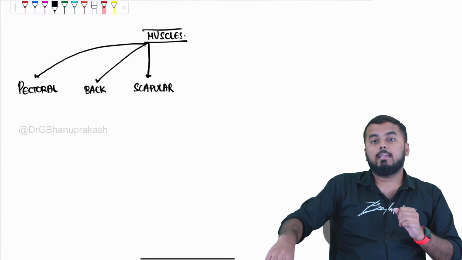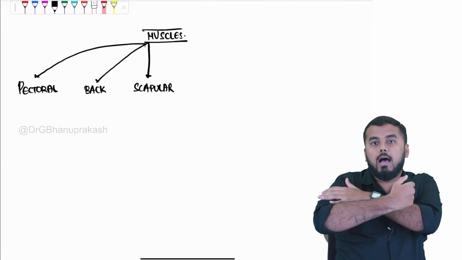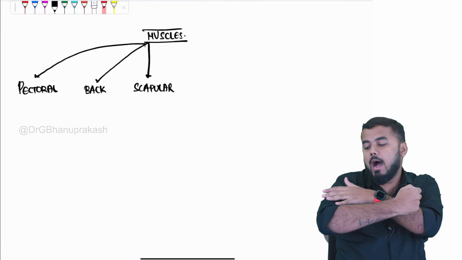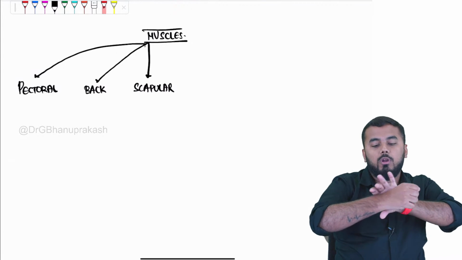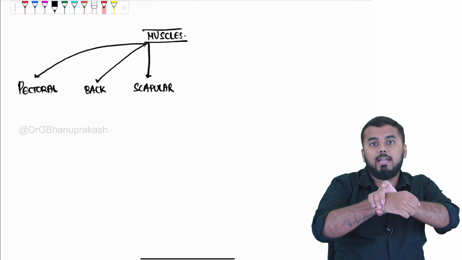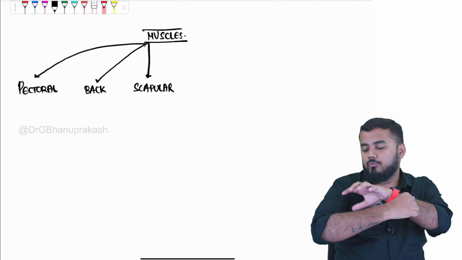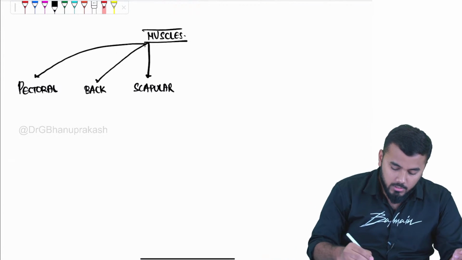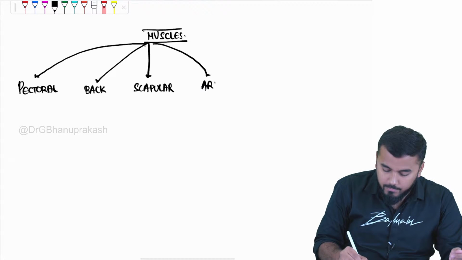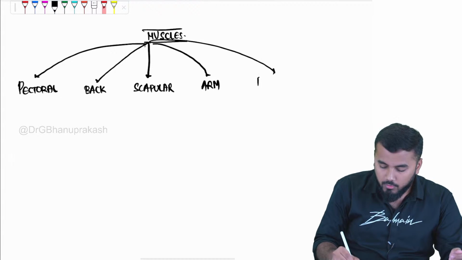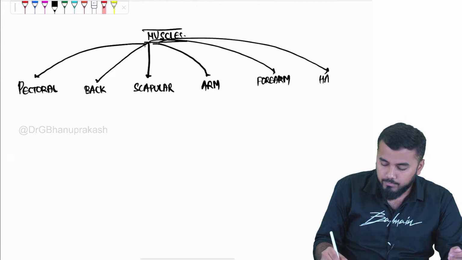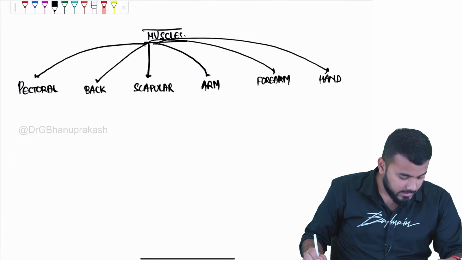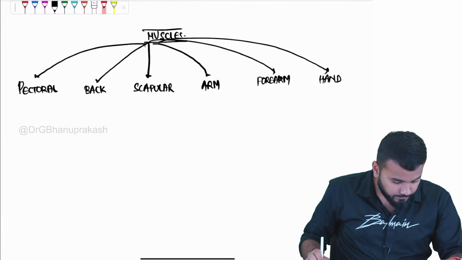And what did I tell you? See, this is called the arm. This is called the shoulder, arm, forearm, hand. Hand in the sense not the entire thing. Only this is called the hand. Another name for hand is manus. Okay. Arm, forearm and hand. You understood this?